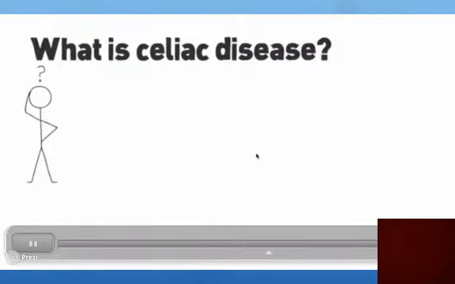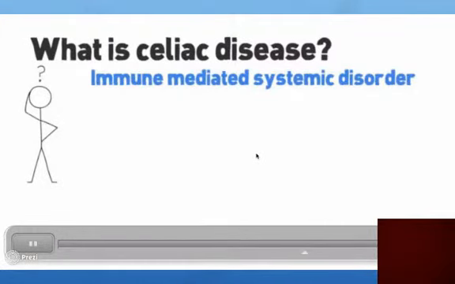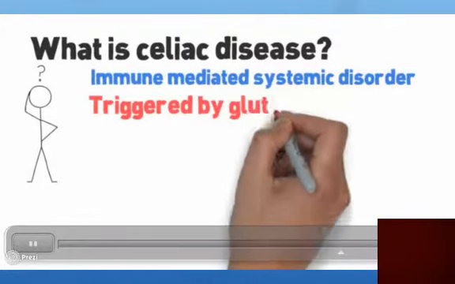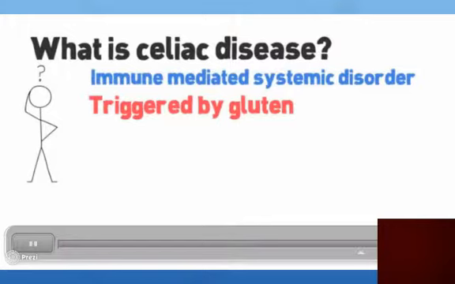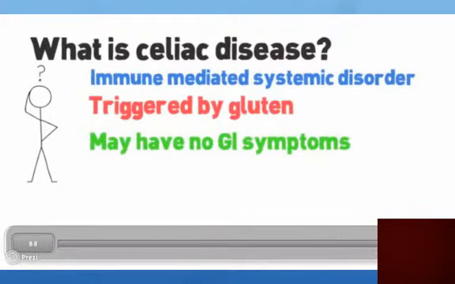So celiac disease is an immune-mediated systemic disorder. Basically, your body has a reaction to gluten that causes a lot of different symptoms, which we'll talk about. Now, a lot of times people have GI symptoms, but some people may not have any GI symptoms, like abdominal pain or diarrhea.